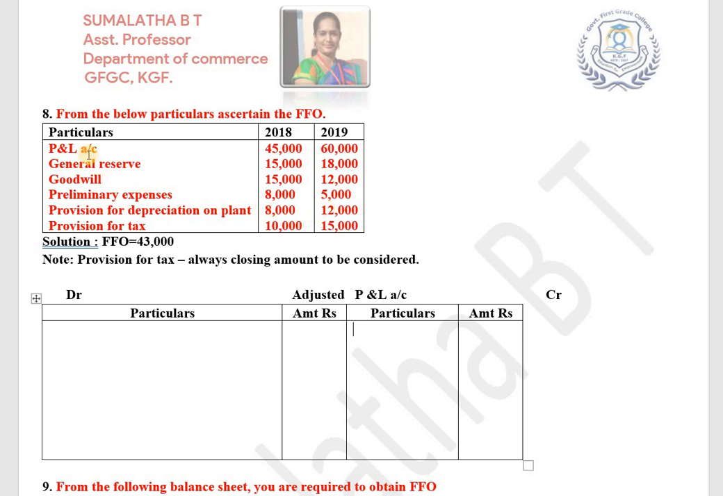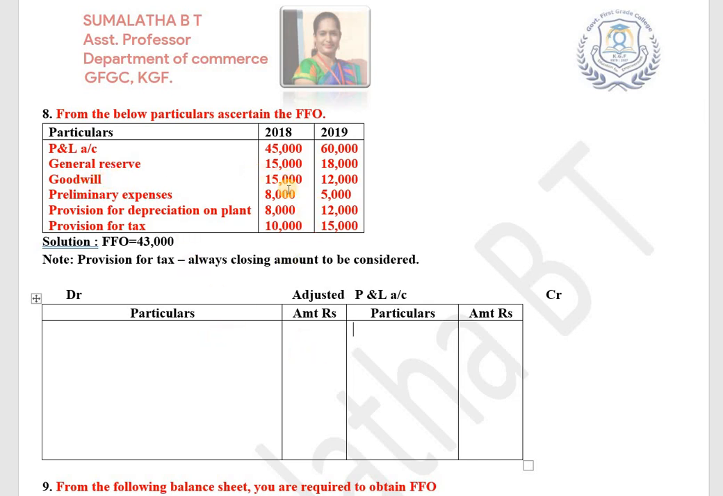So here if you check out profit and loss account, opening balance is your 45,000. That is by balance brought down 45,000. To balance carried on is your 60,000 closing. And general reserve. In 2018, 15,000 has been kept for general reserve. But now 18,000, that is 3,000, there is an increase. So that's same. ಇಲ್ಲಿ general reserve ಅಂತ entry ಮಾಡಿ ನಾವು ಡೆಬಿಟ್ ಸೈಡ್ ಅಲ್ಲಿ ಇನ್ಕ್ರೀಸ್ ಆಗಿದೆ. ಎಷ್ಟು ಇನ್ಕ್ರೀಸ್? 3,000 ಅಂತ ತೋರಿಸಬೇಕು.